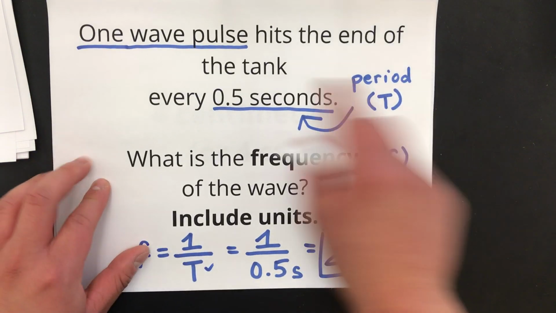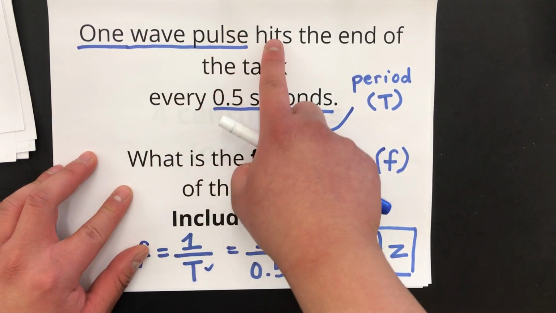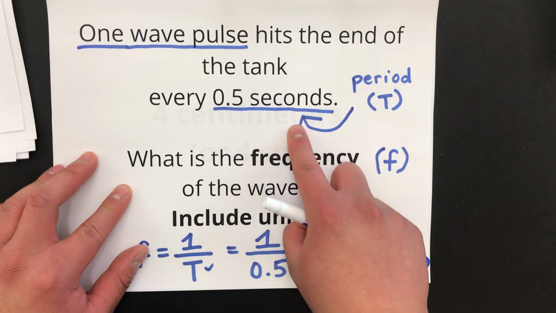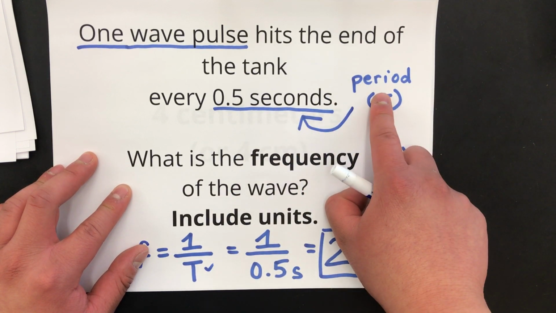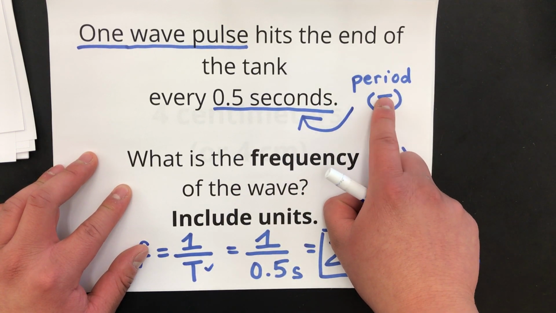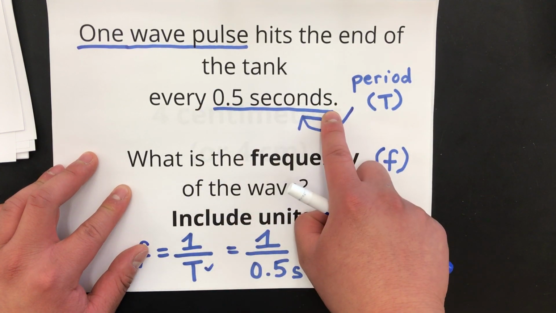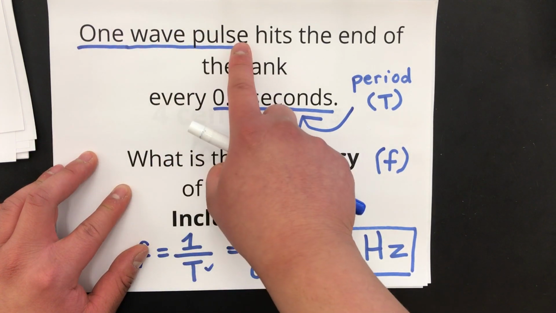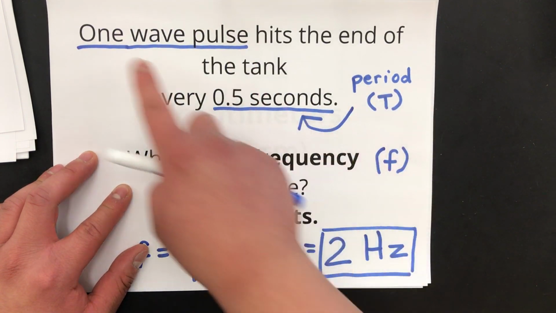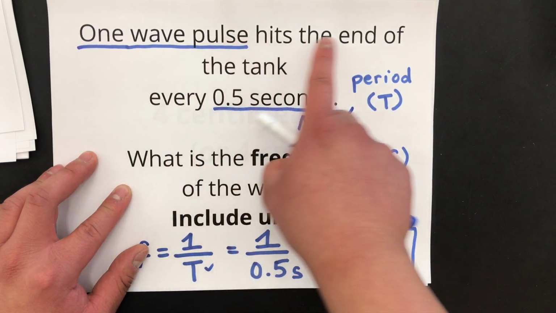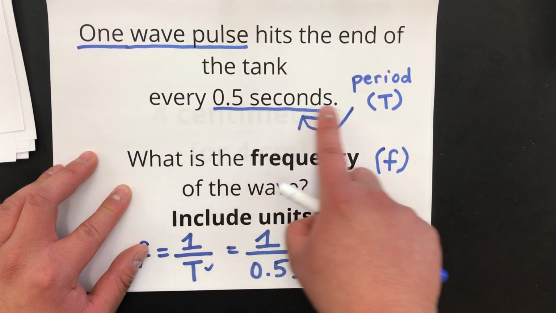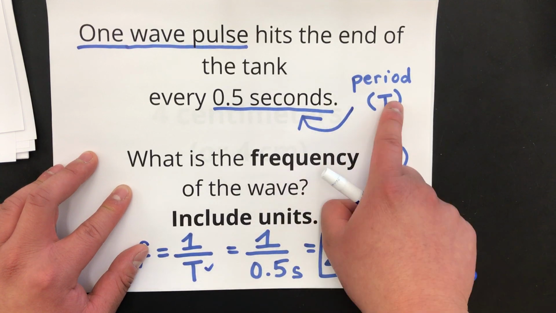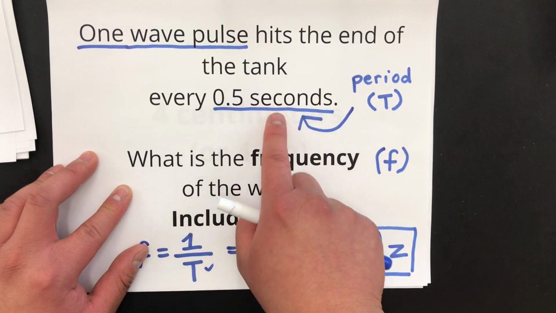The next question is, one wave pulse hits the end of the tank every 0.5 seconds. That's your period right there. Okay, you have to understand or remember what period is. Period is how much time it takes for one wave pulse to complete one wave vibration. That's the period. It's testing to see if you understand what period even is. That's what is happening here.